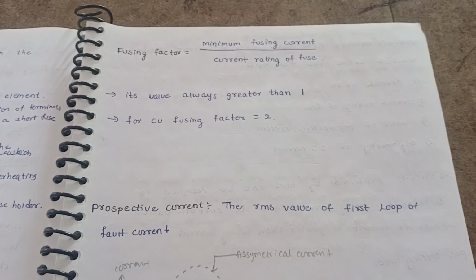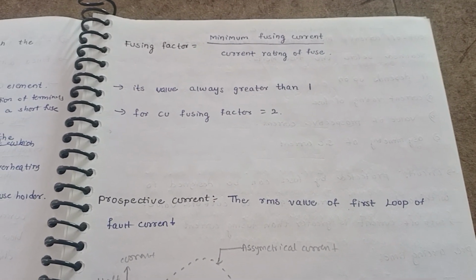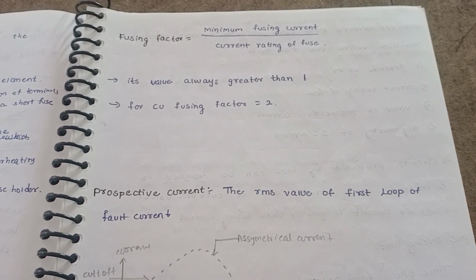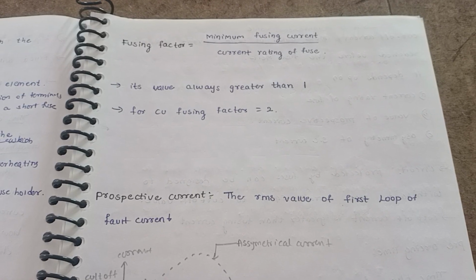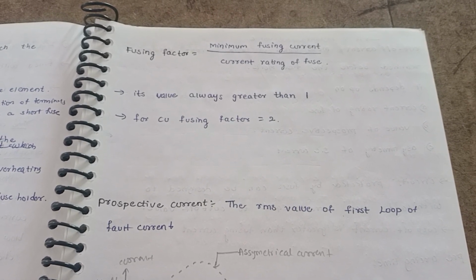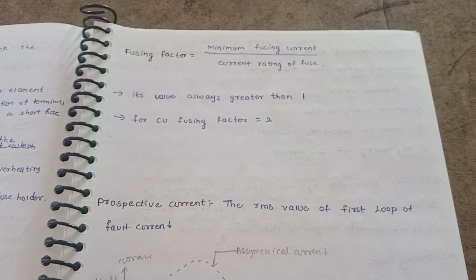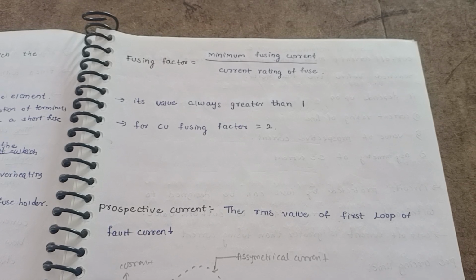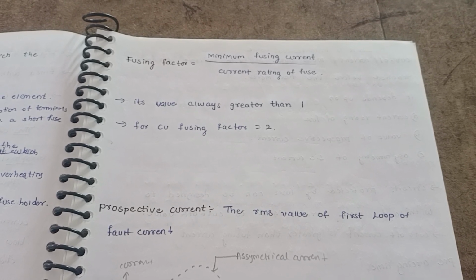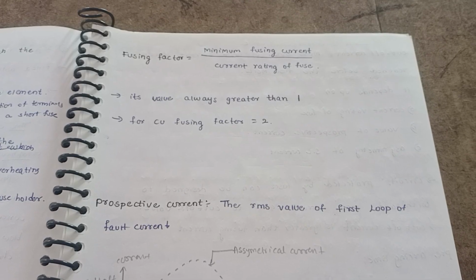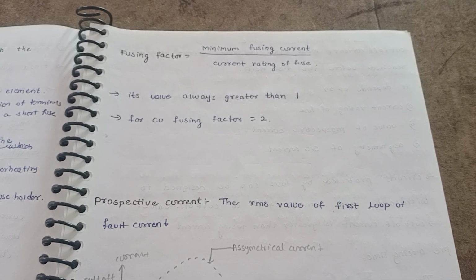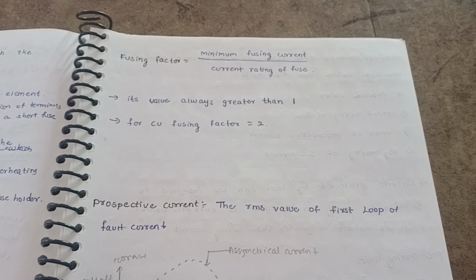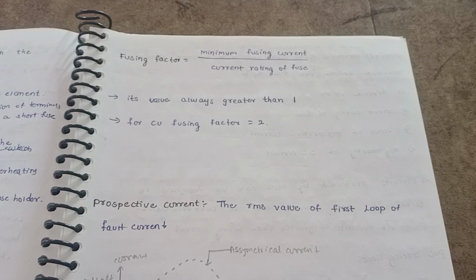Next, fusing factor. The fusing factor is the ratio of the minimum fusing current to the current rating of the fuse. For example, if the current rating is 20 amps and the minimum fusing current is 15 amps, the fusing factor is 15 amps by 20 amps. The value is always greater than 1.